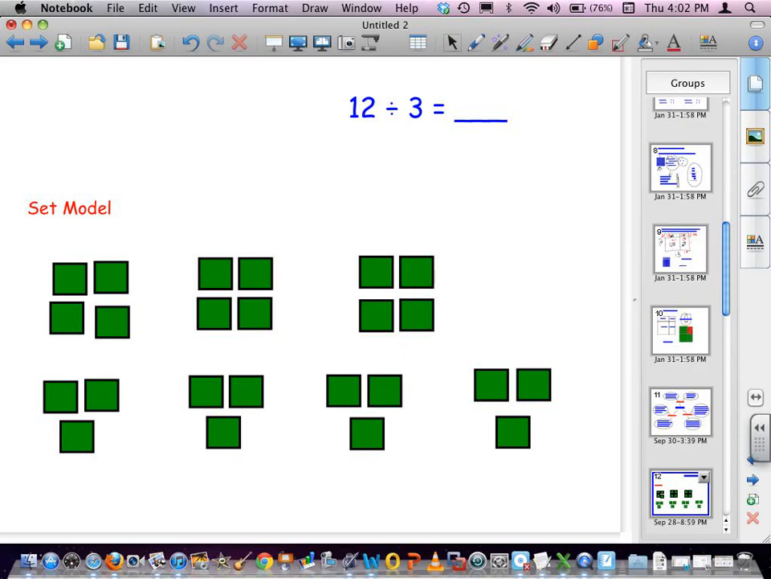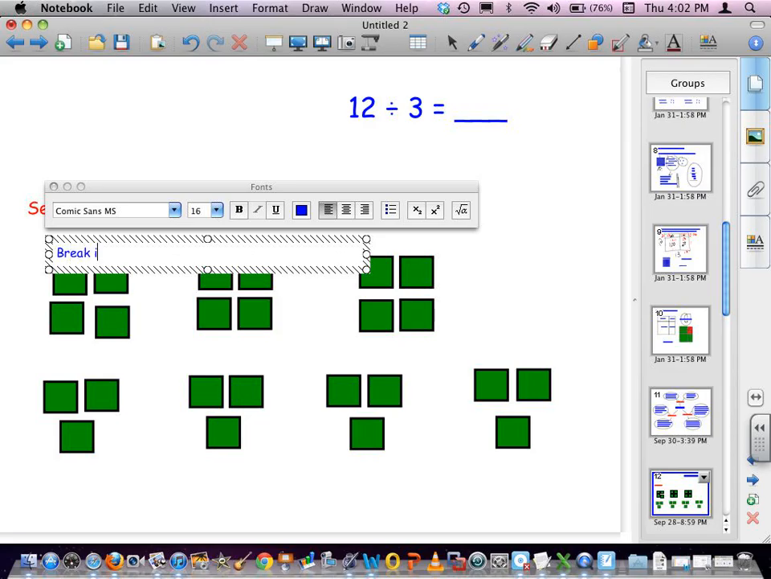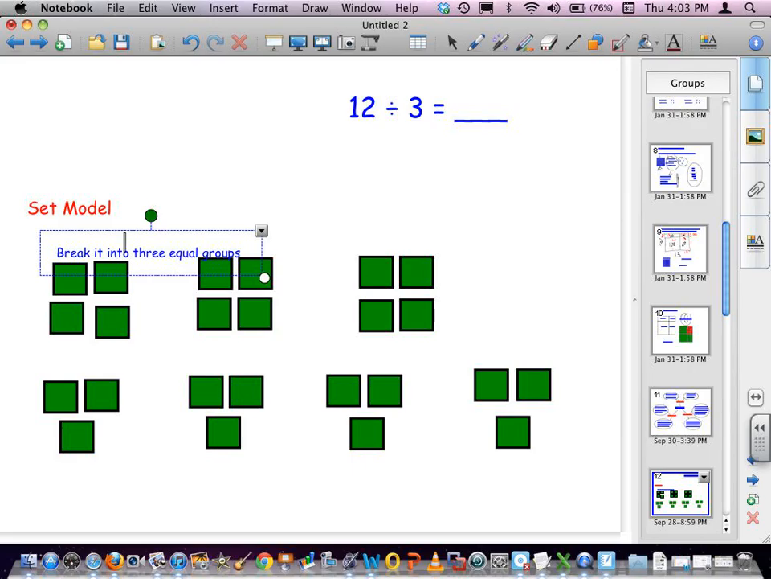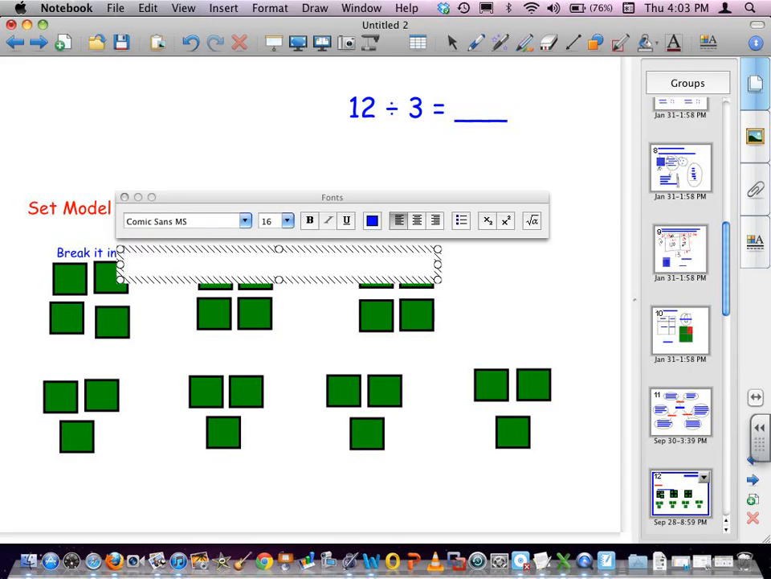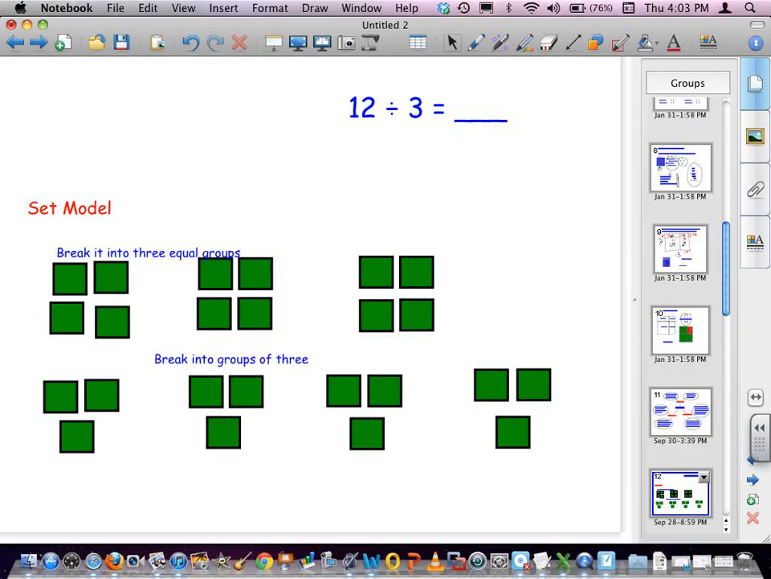So 2 ways to show a set model. 12 divided by 3 means break it into 3 equal groups. Let's break that up here. This version is break it into 3 equal groups. The other one is break it into groups of 3. So one is break it into 3 equal groups: how much is in each group? The other one is break it into groups of 3: how many groups do you have?